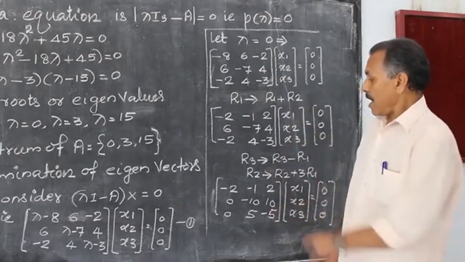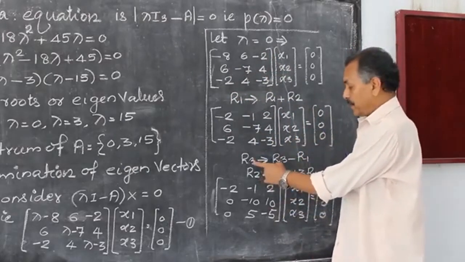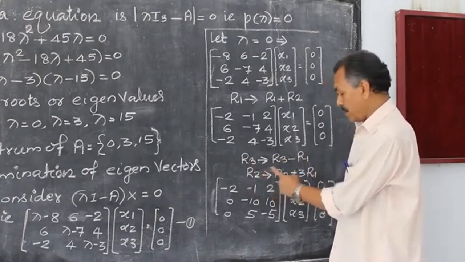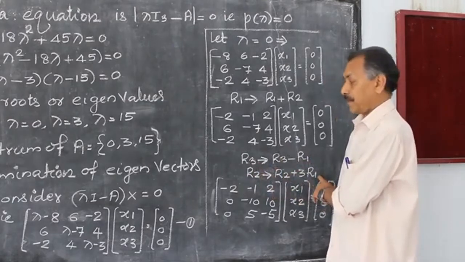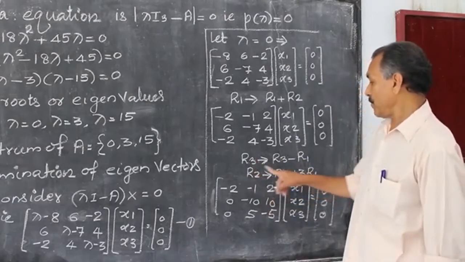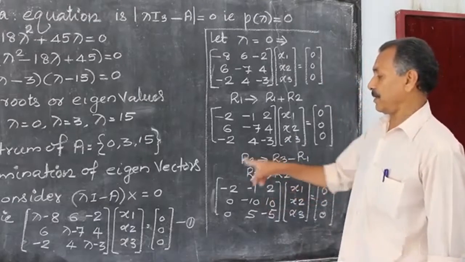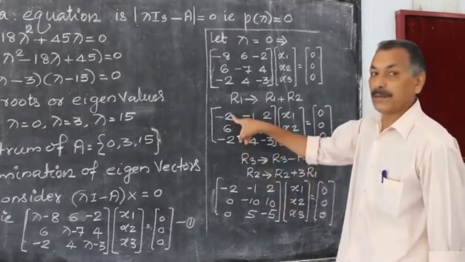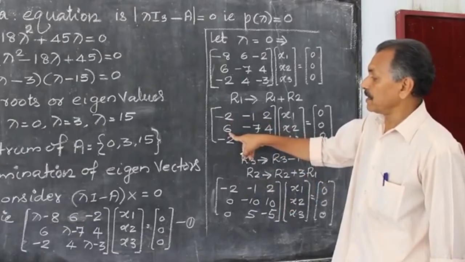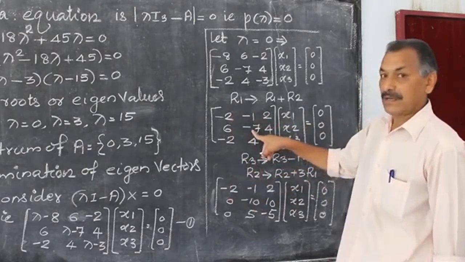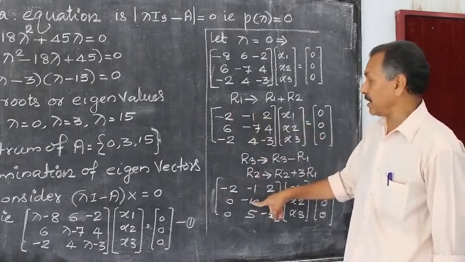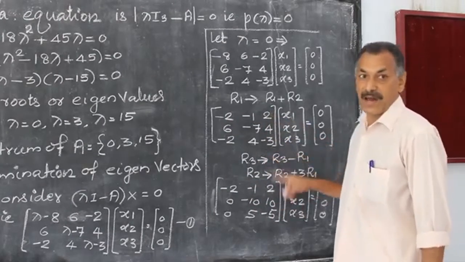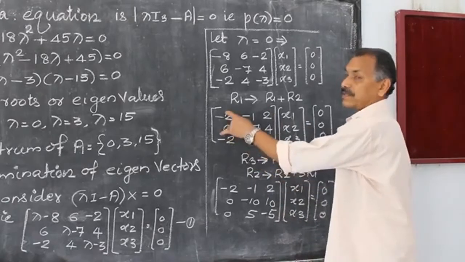Then next, R3 changes to R3 minus R1, and R2 changes to R2 plus 3R1. Now the first row is minus 2, minus 1, 2. Then the second row gives minus 6 plus minus 6, and so on, minus 10. Then R3 changes to R3 minus R1.